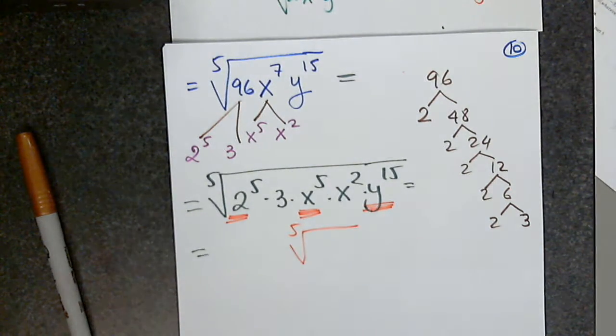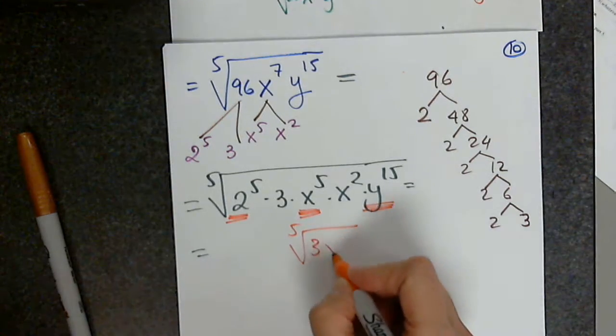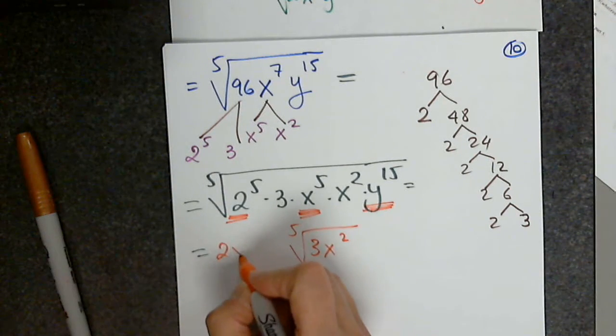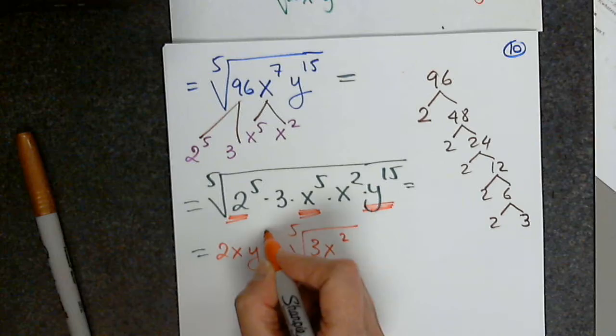What is left under the fifth root? That's it. Good. So what goes in front? 2xy to the, that's it.